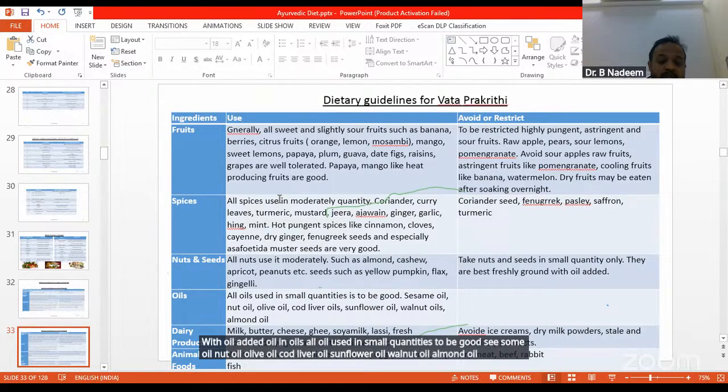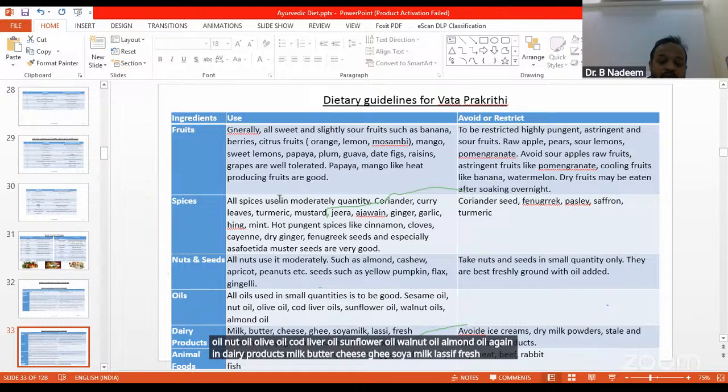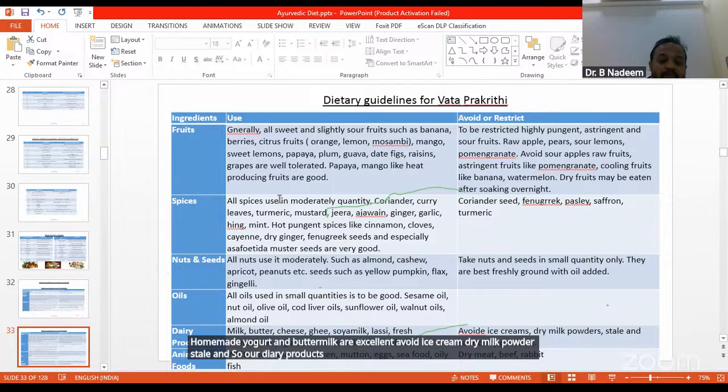Again, in dairy products, milk, butter, cheese, ghee, soya milk, lassi, fresh, homemade yogurt, and buttermilk are excellent. Avoid ice cream, dry milk powders, stale and sour dairy products. In animal food, white meat such as chicken, mutton, eggs, seafood, oily fish. Again, dry meat, beef, rabbit should be avoided.